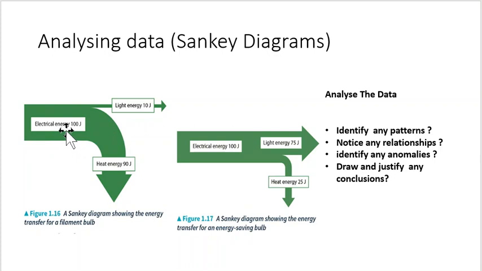Energy is measured in joules. We can see that for the 100 joules of electrical energy going into this bulb, only 10 joules are actually used to produce light. The rest of the energy, 90 joules, nearly 90% of the electrical energy, is just being converted into heat energy, and it's being wasted.